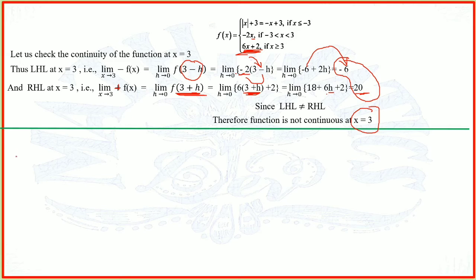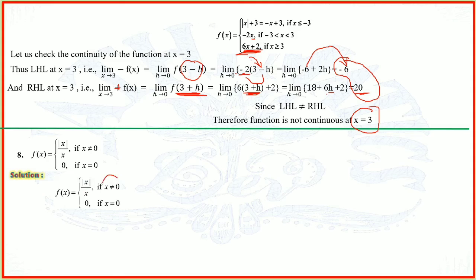Now the next question is question number 8. This is again a modulus function, but here one interesting thing you will learn, one special thing that I will tell you a little later. So for the solution, the function is f of x equals modulus x upon x if x is not equal to 0. You need to understand the meaning of this. X is not equal to 0.